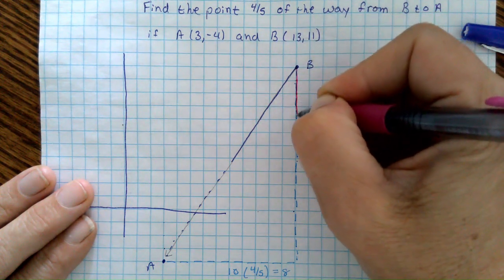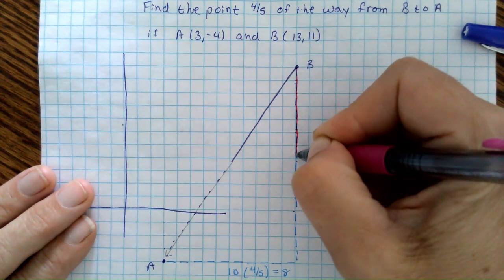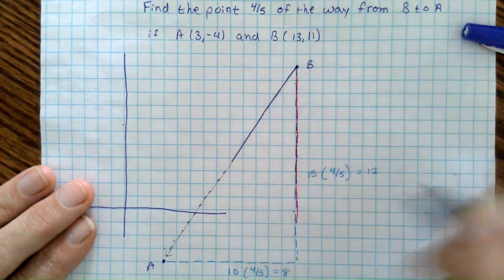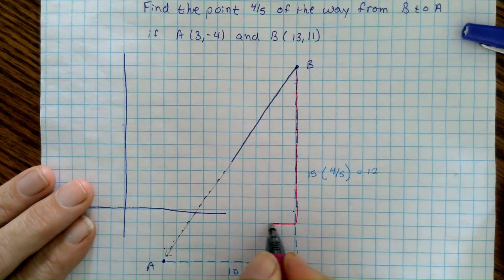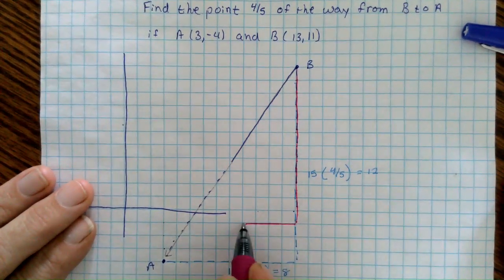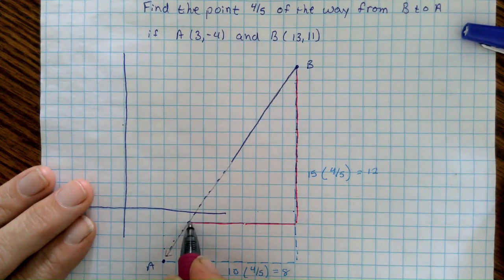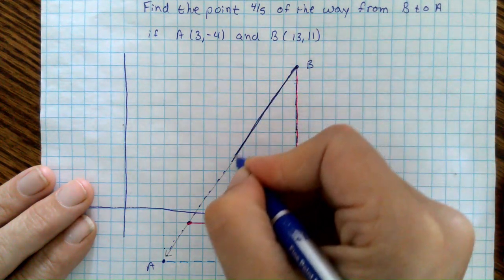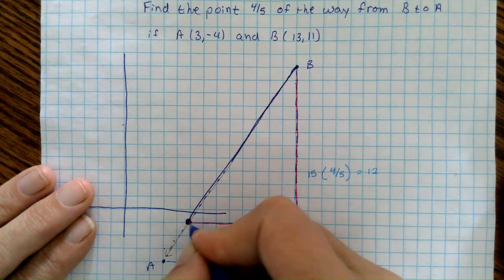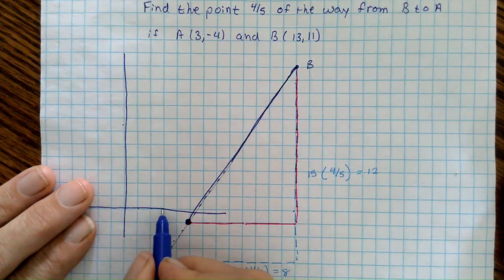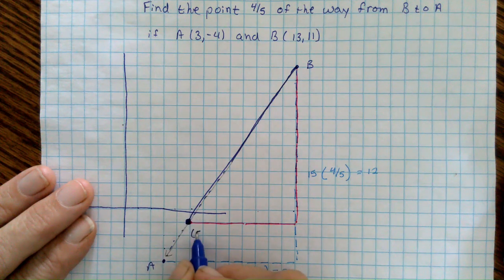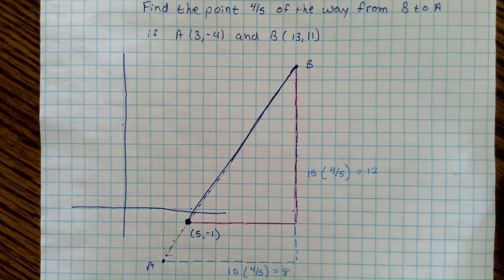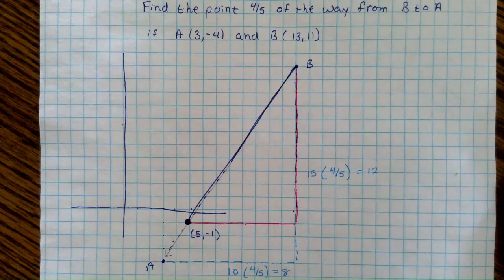1, 2, 3, 4, 5, 6, 7, 8, 9, 10, 11, 12. And 1, 2, 3, 4, 5, 6, 7, 8. Now we're 4/5 of the way. And that location happens to be at (5, -1). So I really feel like that is going to be the best way to do it.